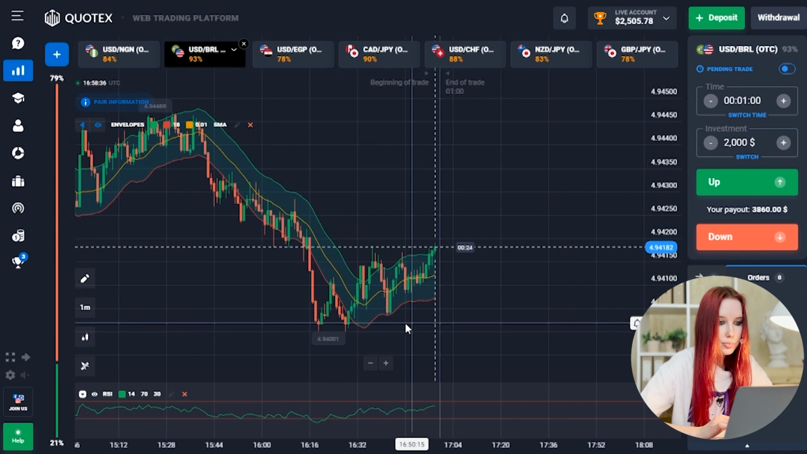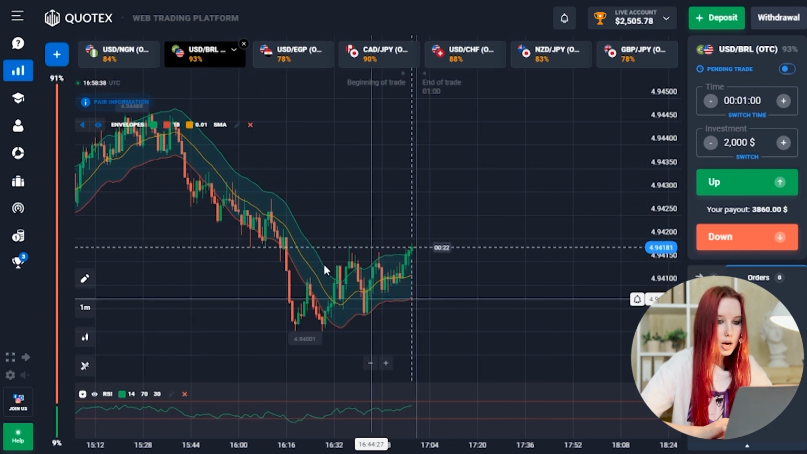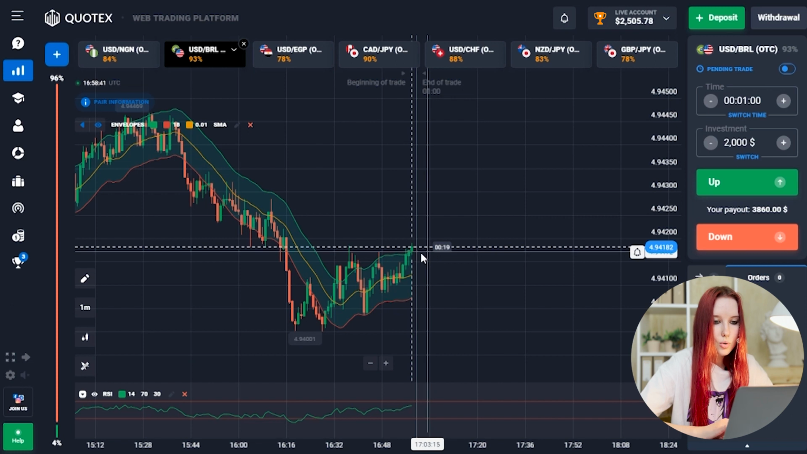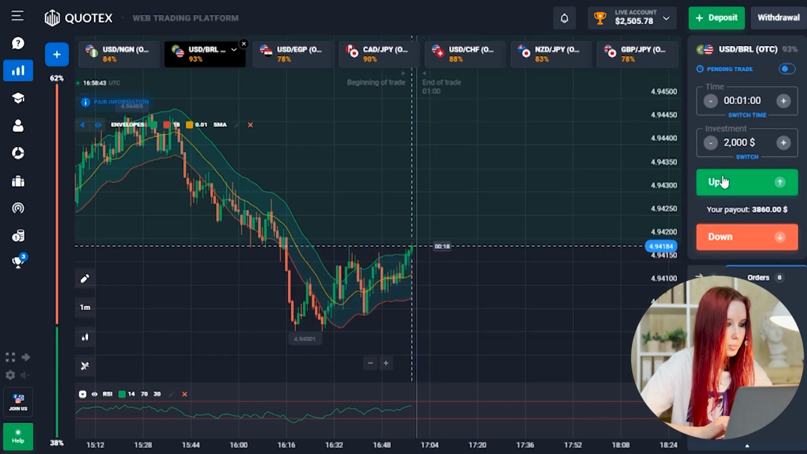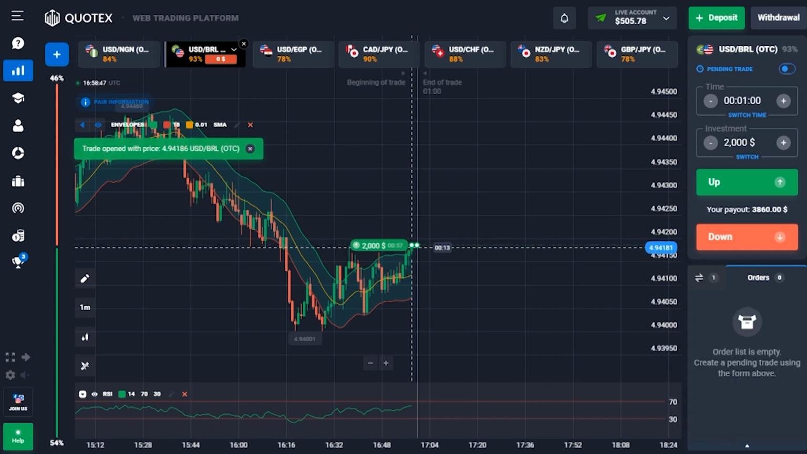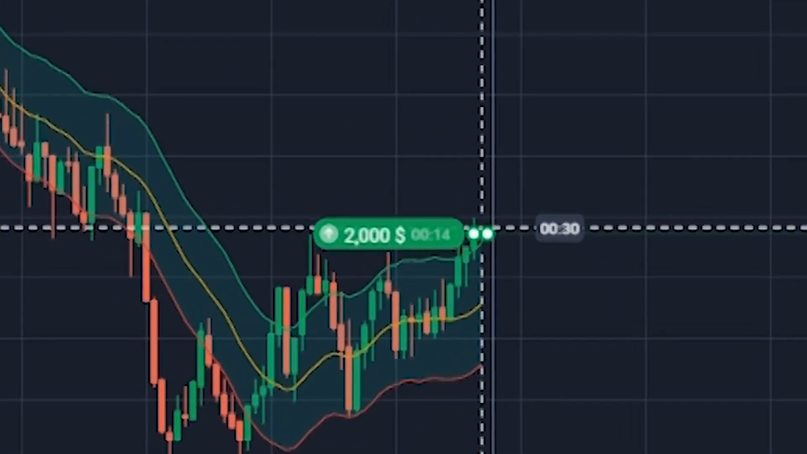And on this currency pair, I'd like to open a trade up. Okay, as we can see, the candle broke the upper line of the envelopes indicator. So I think the price will continue its upward movement, and I'd like to open a trade up right now. Okay, as you can see guys, I just lost $2,000.